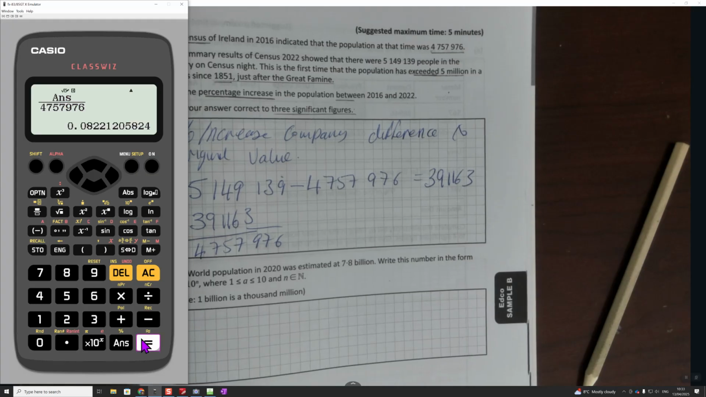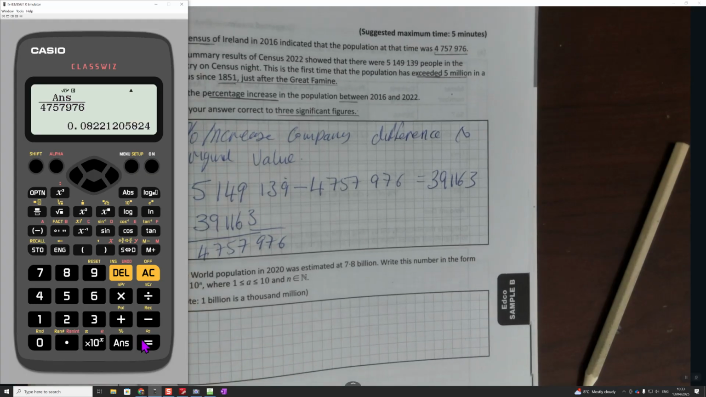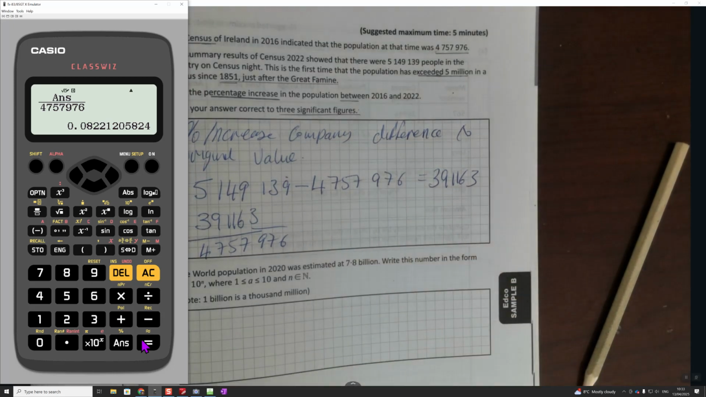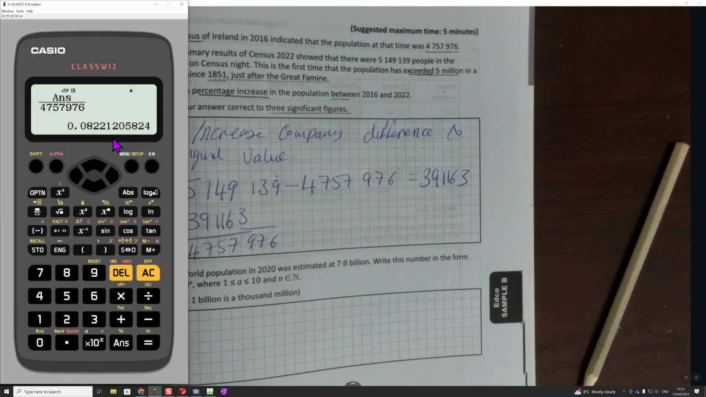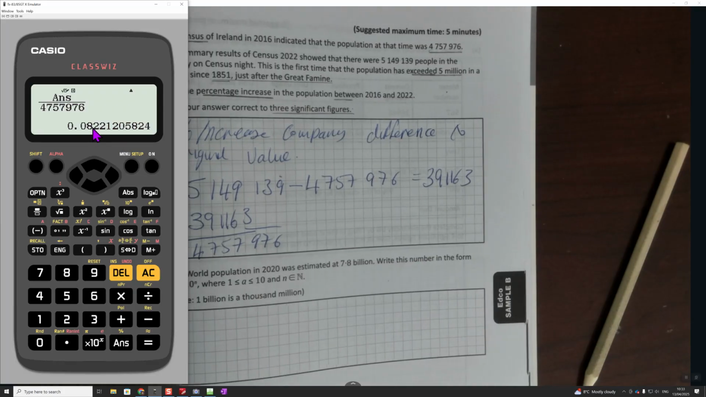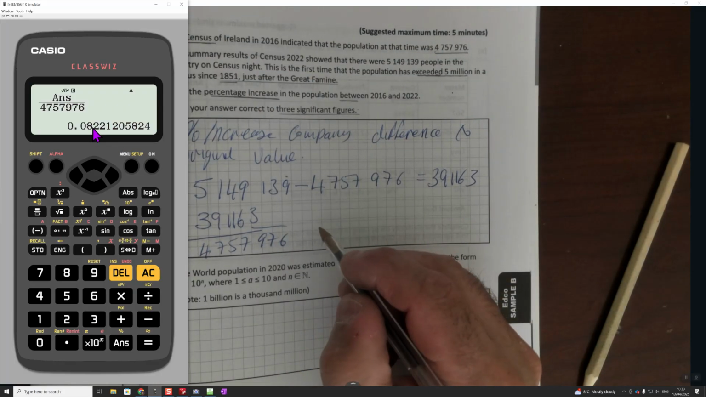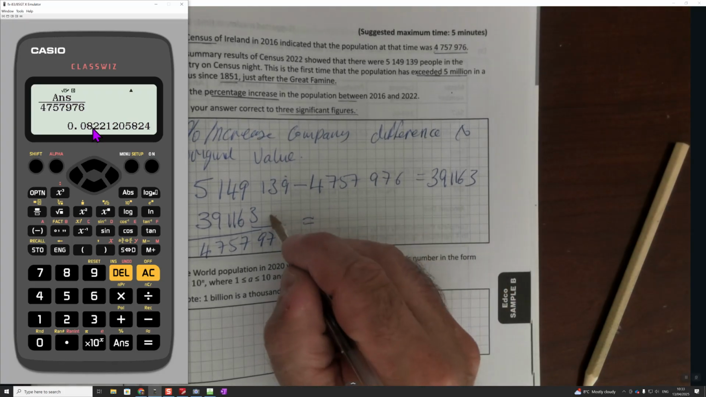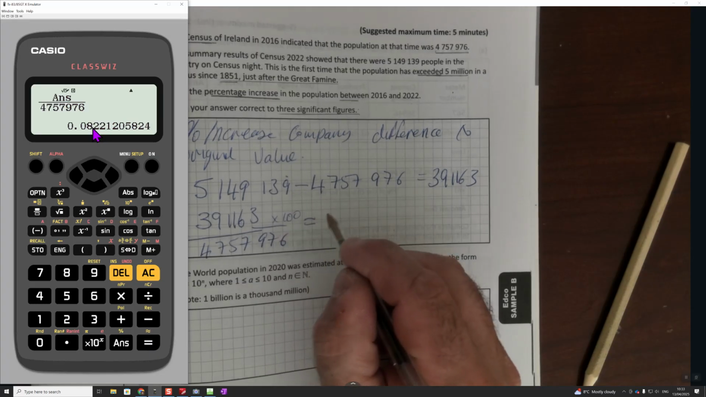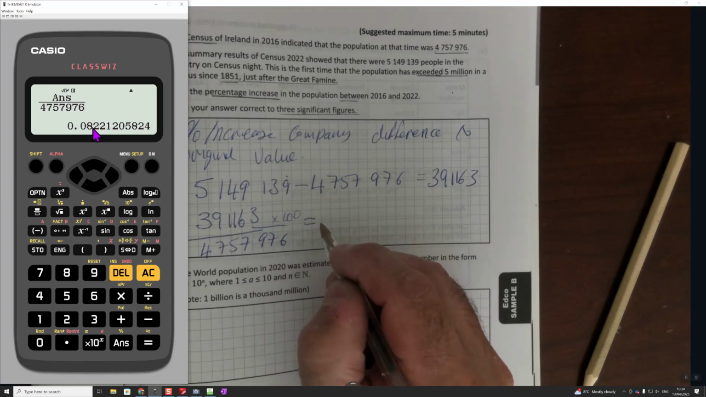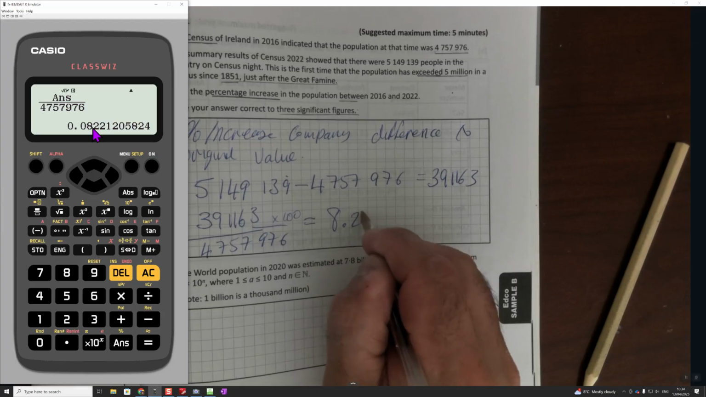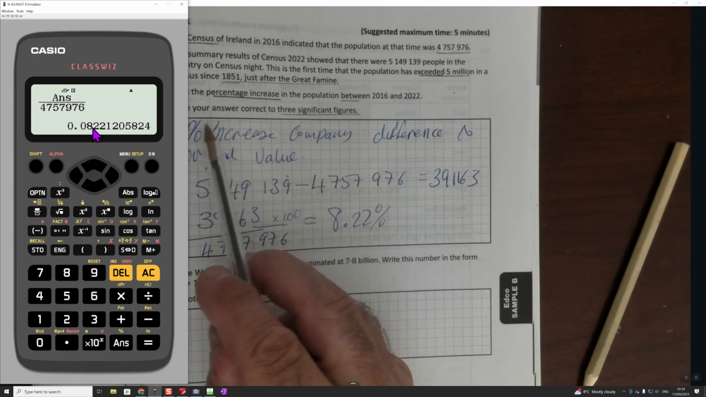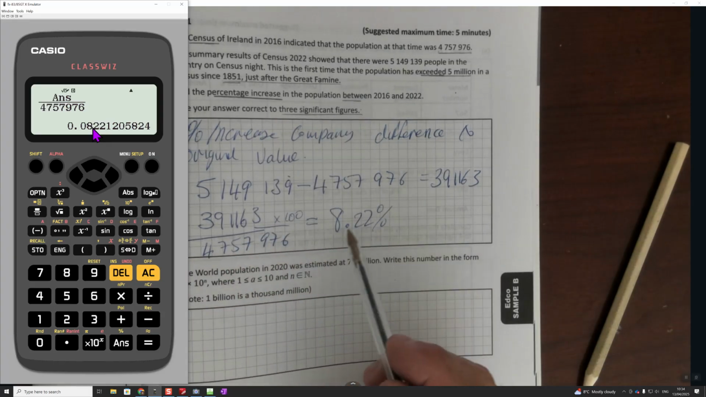Okay. Now that's the proportion. 0.0822 is the proportional change, and to turn it into a percent we multiply it by 100 or move the decimal place 2 places. So I can do that now on the fly and just write this answer as a percentage. Okay, if you want you can put times 100 here, but as a percentage it's 8.22%. Very, very large increase in population in a short time. And give your answer correct to 3 significant figures.